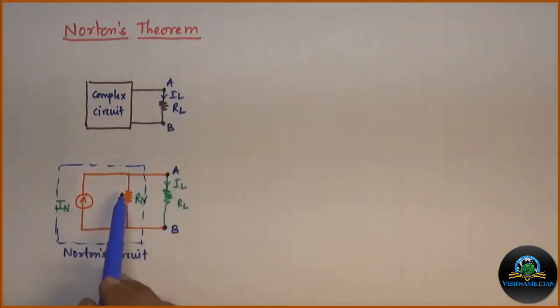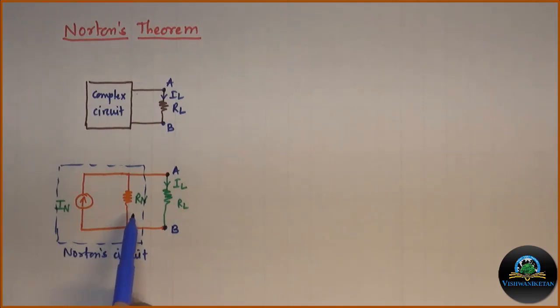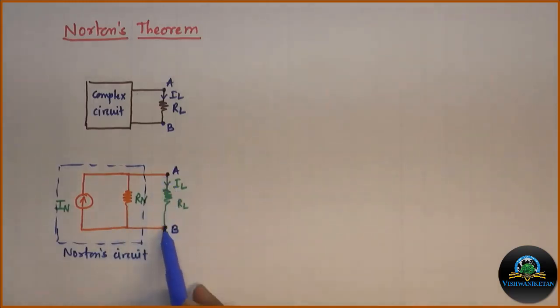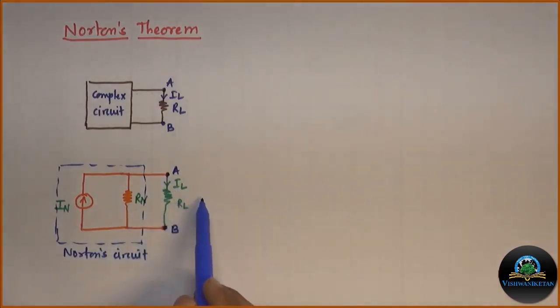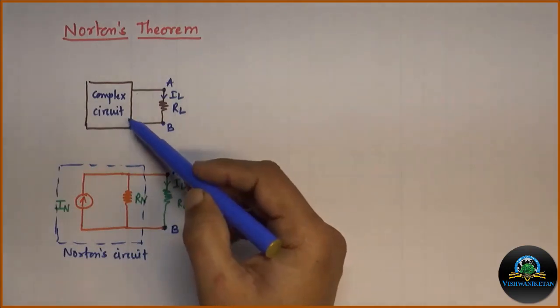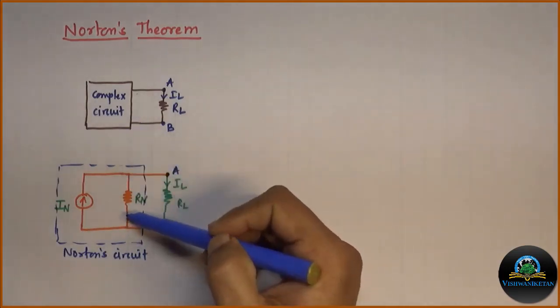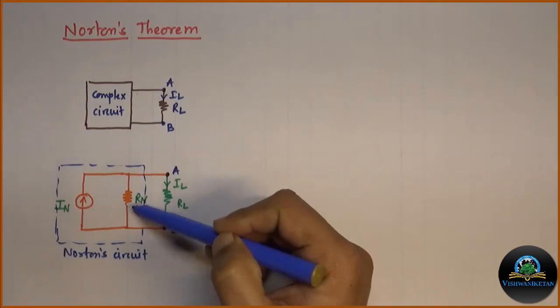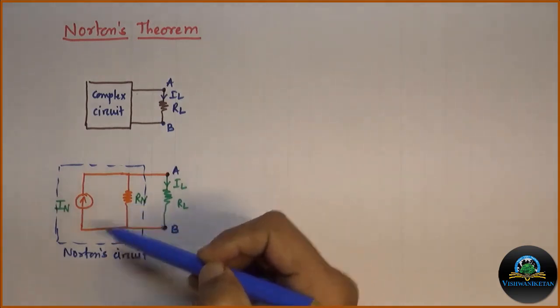The resistance Rn is same as that of Thevenin's resistance RTh. That is, Rn is resistance measured with AB load removed. This load is removed and all sources are replaced by their internal resistances. Then we'll get Rn. So we have converted the complex circuit into Norton's equivalent circuit with a current source and a resistance in parallel with this source.